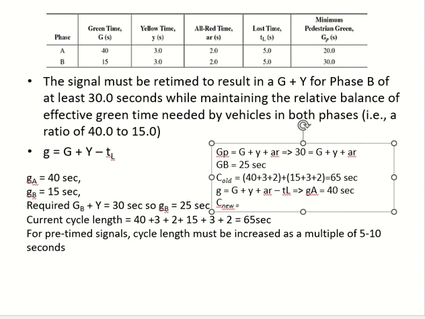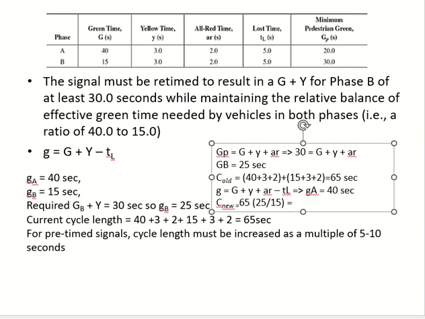Okay, so the new cycle length is the old one, 65, multiplied by... now I am changing the cycle length because of what? Which phase? Phase B, right? Okay. So the old time of phase B was 15, and I'm changing it into what? 25. Sorry, it will be the other way around. 25, 50.